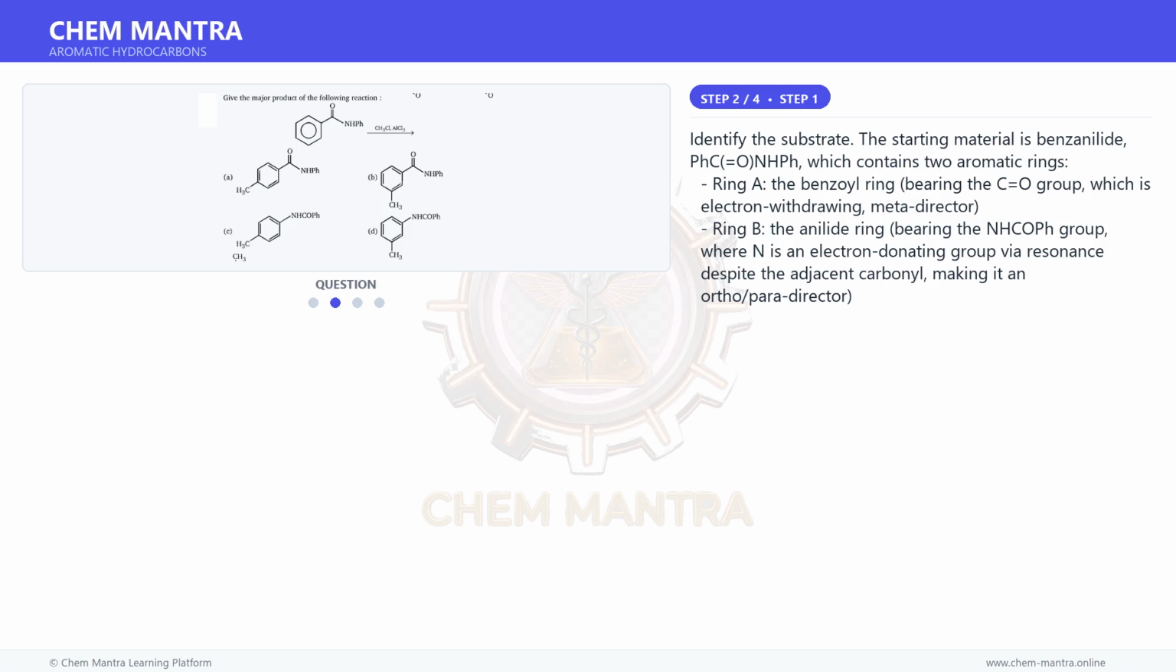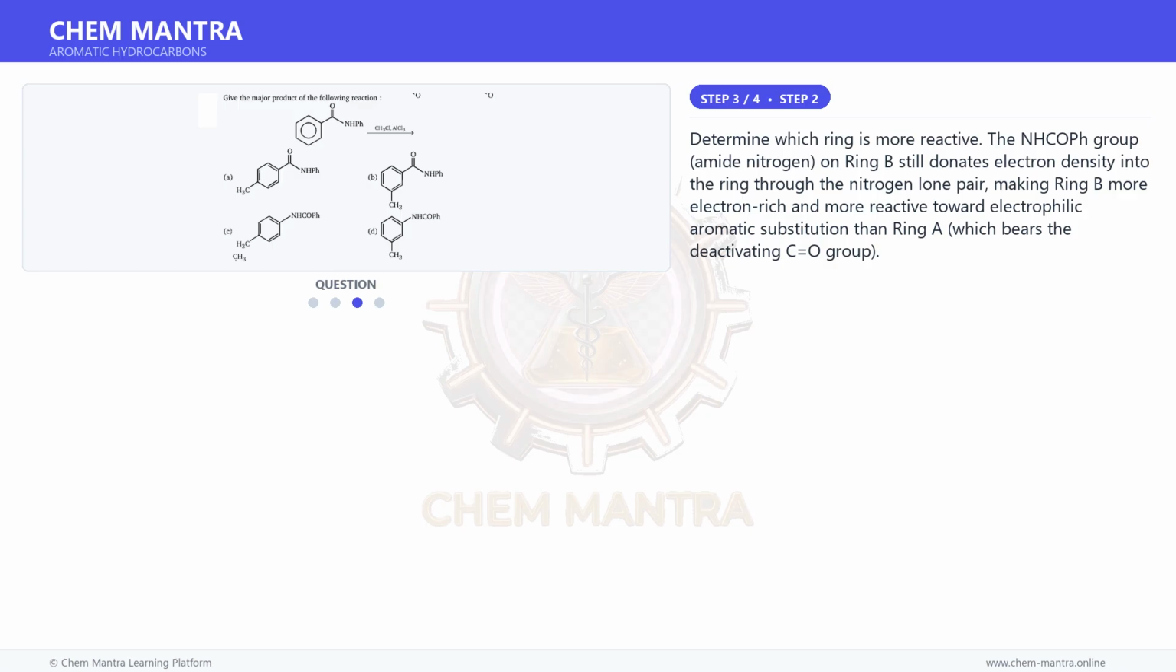Identify the substrate. The starting material is benzanilide, PhC=O-NHPh, which contains two aromatic rings. Ring A, the benzoyl ring, bears the C=O group, which is electron withdrawing and a meta-director. Ring B, the anilide ring, bears the NHCOPh group, where N is an electron-donating group via resonance despite the adjacent carbonyl, making it an ortho-para-director. Moving on to the next step.